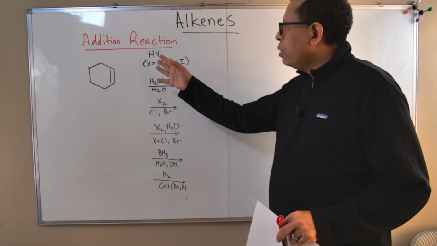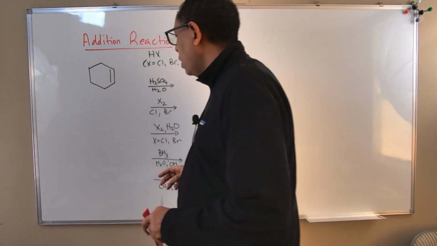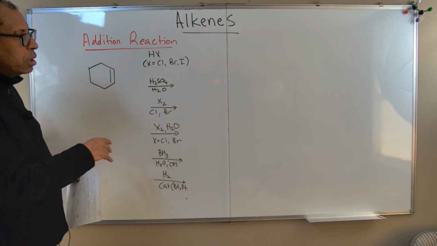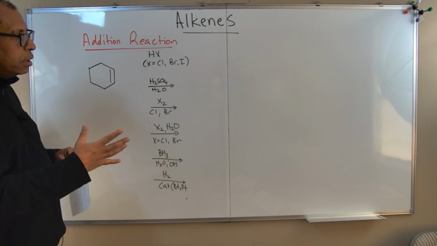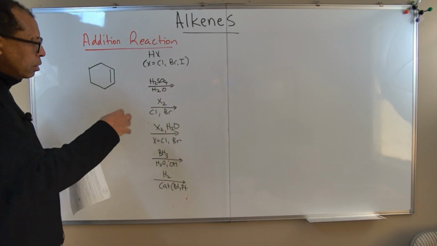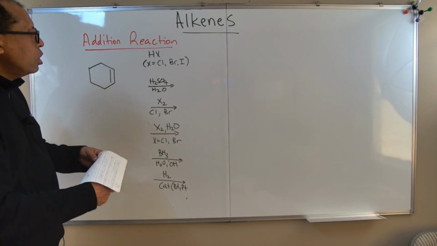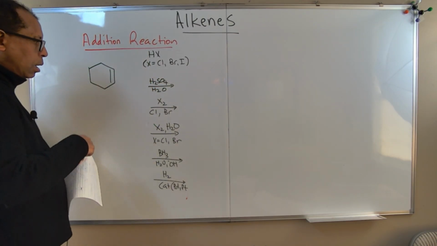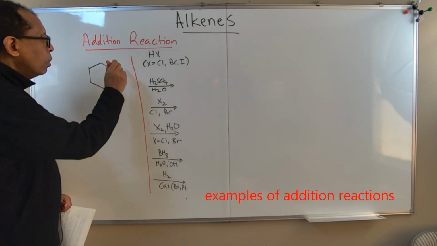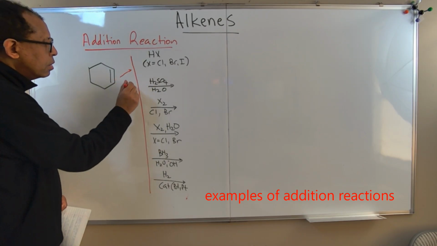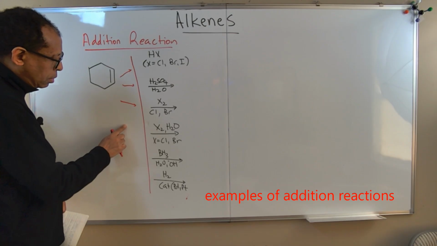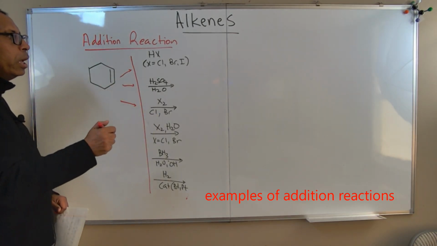Here, using cyclohexene as an example, I'm going to demonstrate the different reagents which are common to any alkenes that undergo addition reaction. For example, the top one is called hydrohalogenation. So in this case, you have this. So the first one is hydrohalogenation.